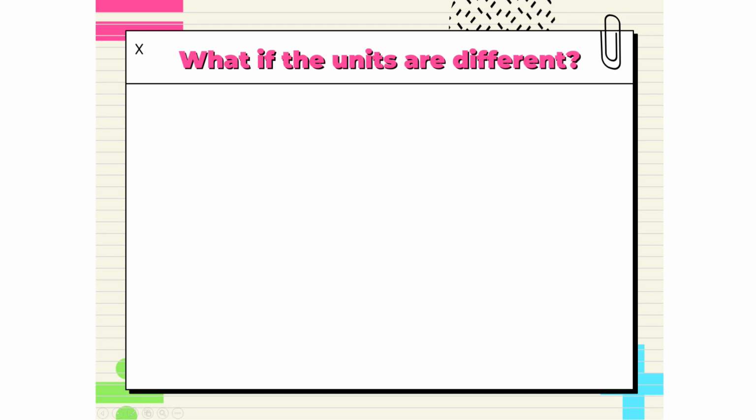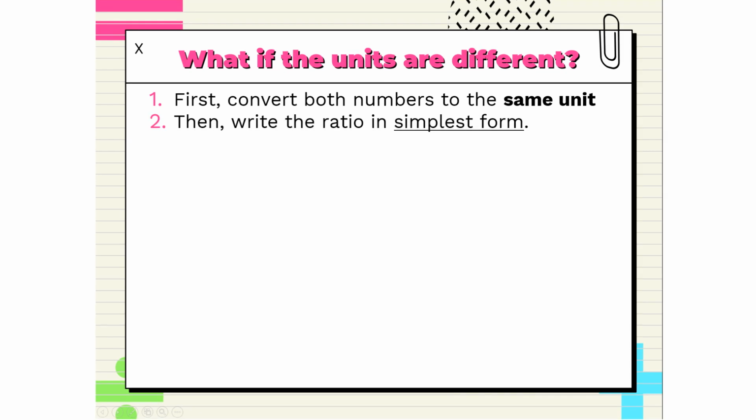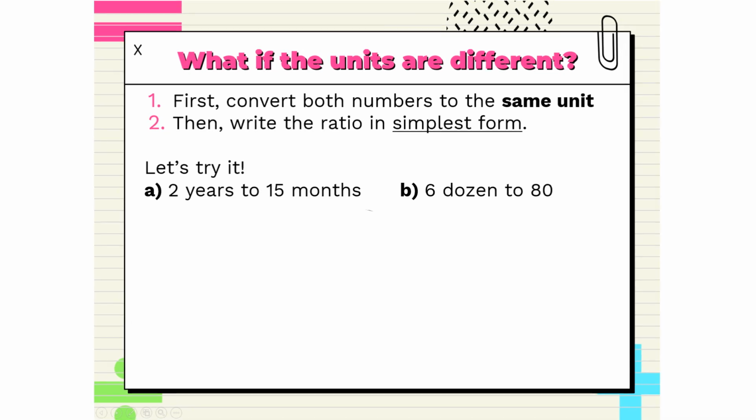Now, what if the units are different? First, we need to convert both the numbers to the same unit. Then we write the ratio in its simplest form again. So let's try it. Supposing you were comparing the ratio of 2 years to 15 months. We can't say it's 2 to 15. That's not what we're doing. We have to convert that 2 years into months. So we've got 2 years is equal to 24 months, because there's 12 months in every year. So now our ratio would be written as 24 to 15.